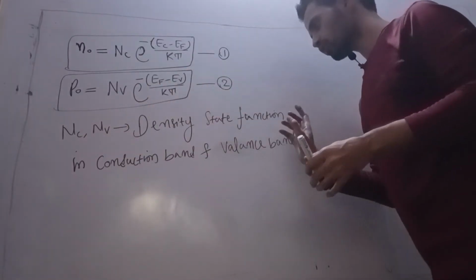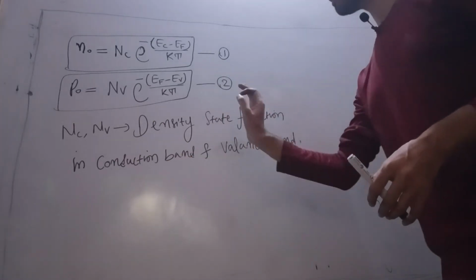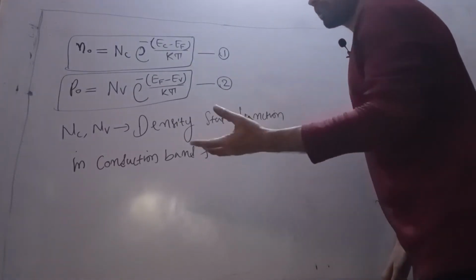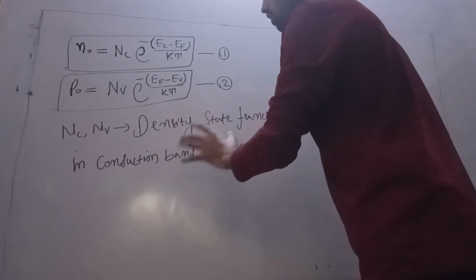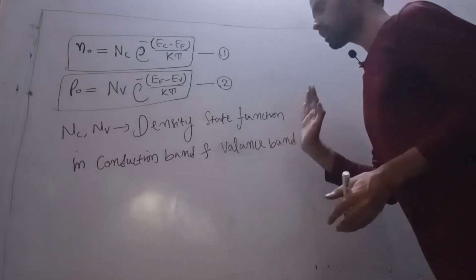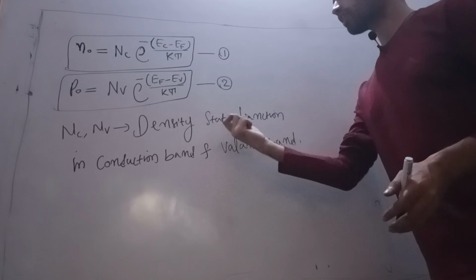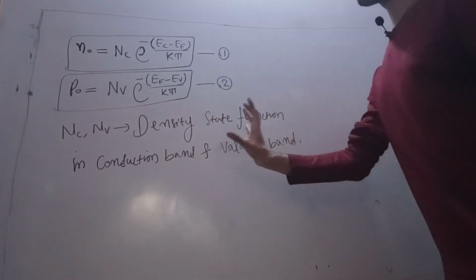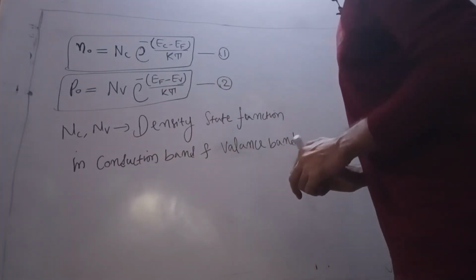What are those quantum states? These are nothing but discrete energy states where exactly the electron is sitting. This is the room of the electron, the place or location of the electron. In layman's language, the density of state function is the density of locations of electrons in both conduction band and valence band.